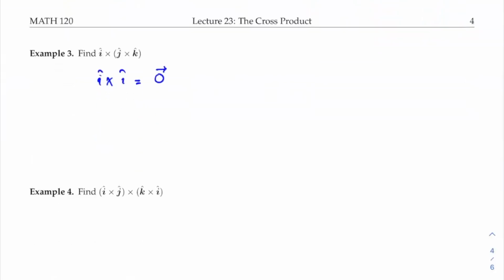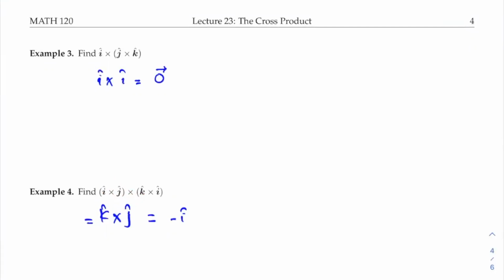Now you have i crosses with j, then k crosses with i. So let's do the cross product inside the parenthesis first. So i crosses with j gives you k hat, and k crosses with i gives you j hat, and then k crosses with j is going to be negative i.